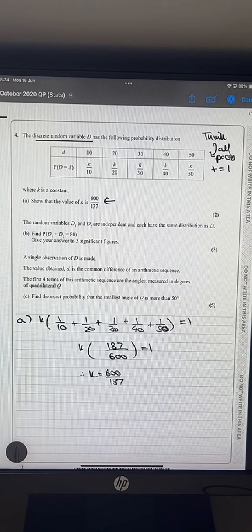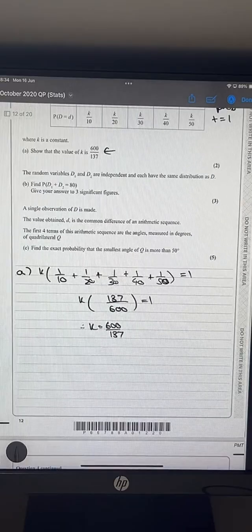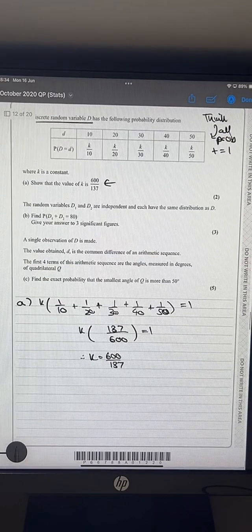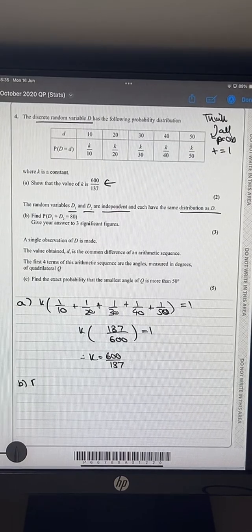Now, this is where it gets a bit weirder. This is the type of question that people don't like, which I'm going to show you how to go about. So the random variables D1 and D2 are independent and have the same distribution as D. So it looks identical to this. Find the probability that D1 plus D2 is equal to 80. So I'm going to write that out: the probability that D1 plus D2 equals 80. I know the values that D can take are 10, 20, 30, 40, 50. So D1 and D2 can also take these values. So I need the probability that if I add two of these values, I get 80 only.